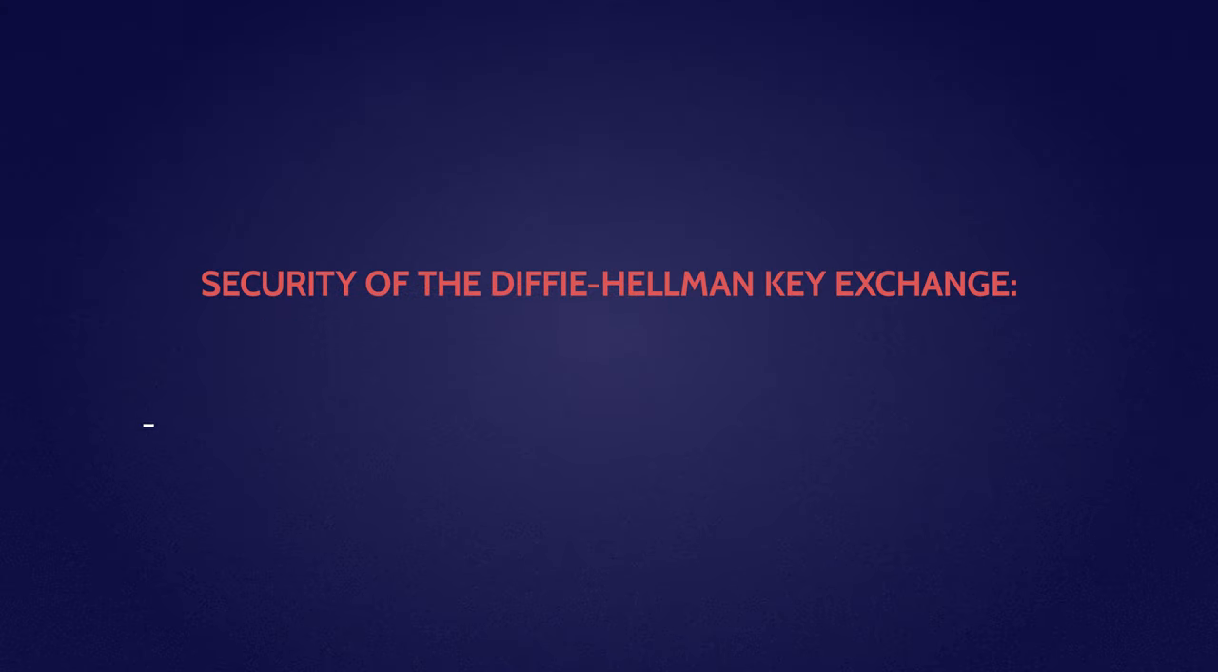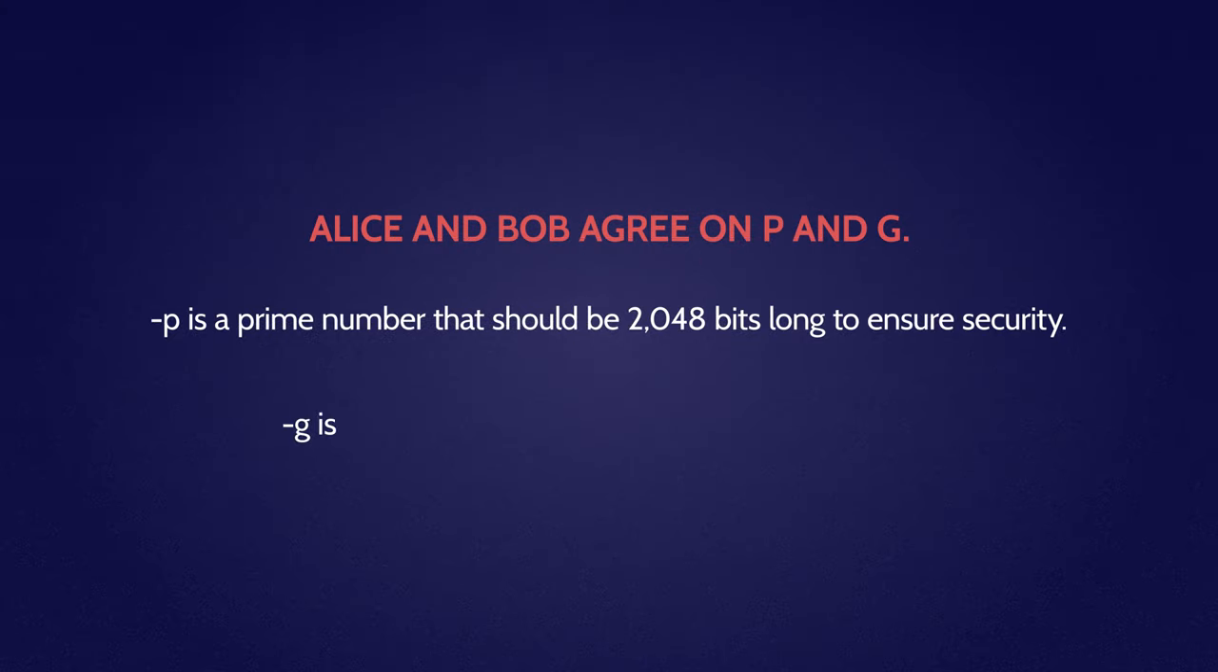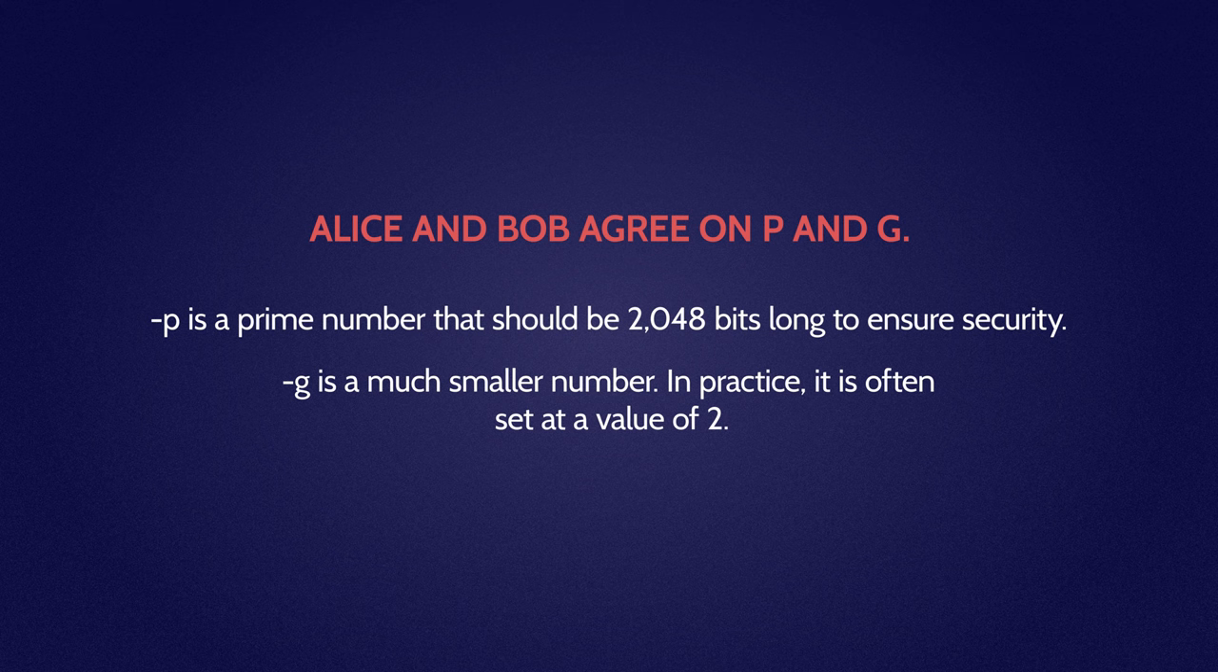Mathematically, the security of Diffie-Hellman Key Exchange relies on the impracticality of solving something called the discrete logarithm problem. To start with, both Alice and Bob agree on a modulus P, as well as a base G. These two mutually agreed upon numbers act much like the common paint that Alice and Bob started with in our previous example. P is a prime number, which should be at least 2048 bits long to ensure security. G is a smaller number, which is a primitive root modulo P.